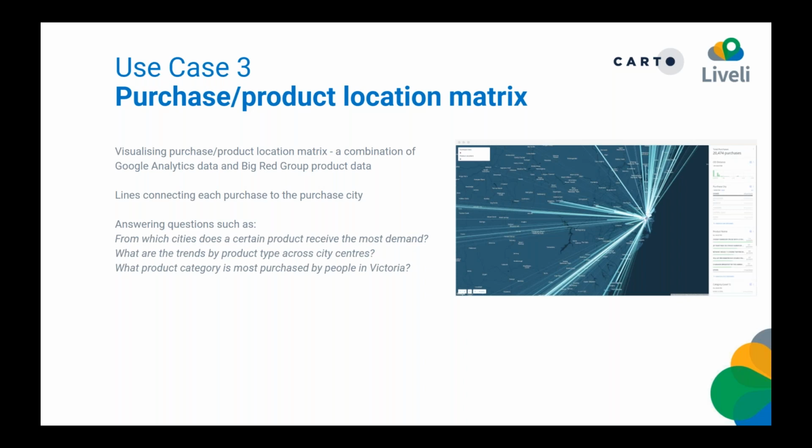The questions we're answering are around which products receive the most demand from which cities, and what the trends are by product across the city. So, for example, people in Melbourne or Victoria, what do they want to purchase? Where do they travel to? And what sort of categories are they purchasing? There are some really valuable insights on a city level and also on a product level, so it comes from both perspectives in this case.